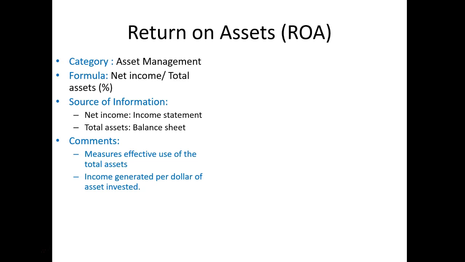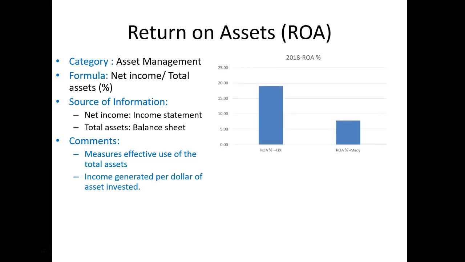So let's look at return on assets. Return on assets, as you may recall from my earlier slide, is an asset management category. The formula is net income divided by total assets, and because you're dividing two numbers, the ROA will be a percent number. The source of information: net income comes from the income statement, total assets from the balance sheet. It's a measure of effective use of total assets, income generated per dollar of assets involved. So let's look at TJX and Macy's. You want higher, the better.